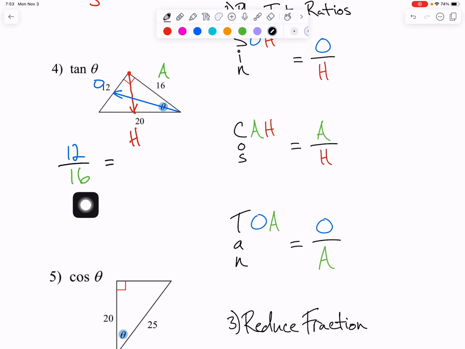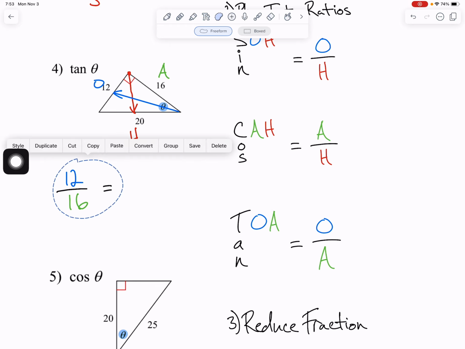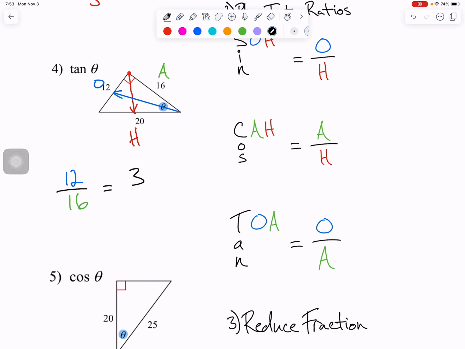All right, the greatest common factor of both of these is 4. 12 divided by 4 is, yes, 3. Let me go ahead and just drop that down. And 16 divided by 4 is 4.